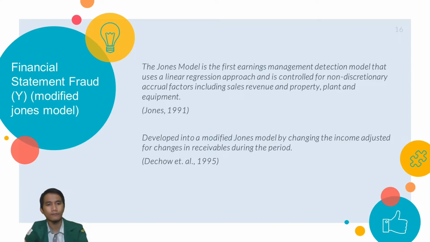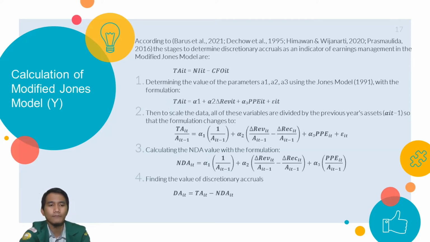And the proxy of financial statement fraud is the modified Jones model. It was developed into the modified Jones model by adjusting the income for the change in receivables during the period. This model was released in 1991. Calculation of the modified Jones model.